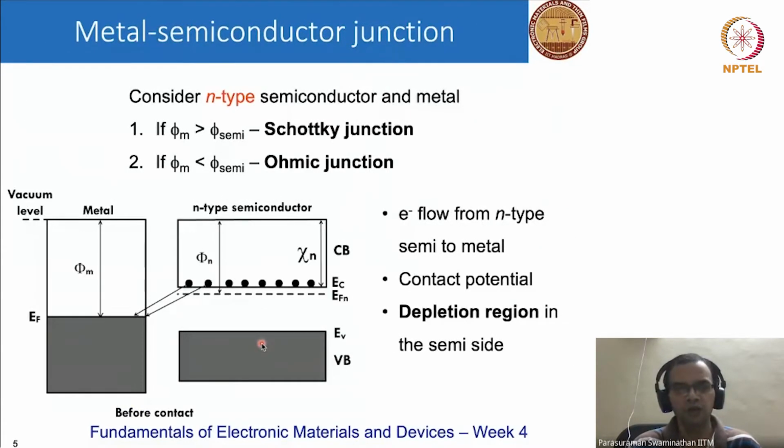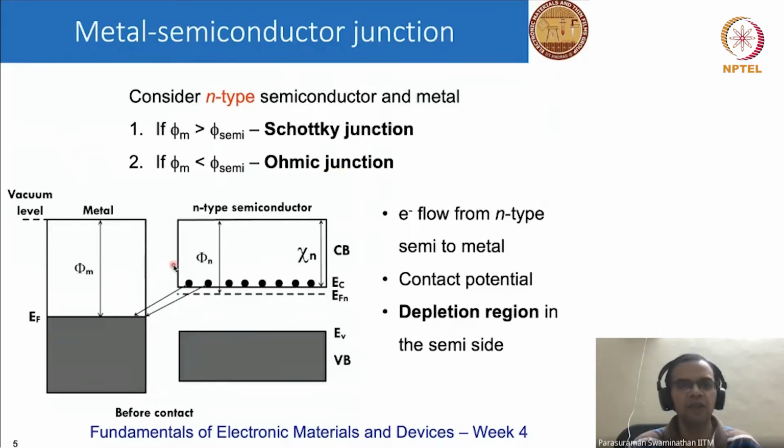So moving on, we will look at a junction that is formed between a metal and a semiconductor. We will first consider N-type semiconductor, and then we will move to P-type. If we have an N-type semiconductor and a metal, if the work function of the metal is greater than the work function of the semiconductor, we say that we have a Schottky junction. On the other hand, if the work function is less, we say that we have an ohmic junction.